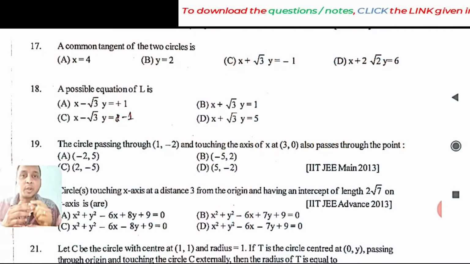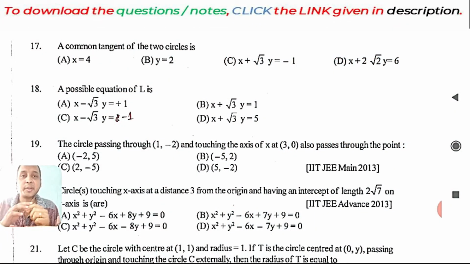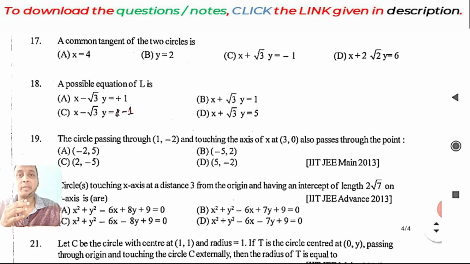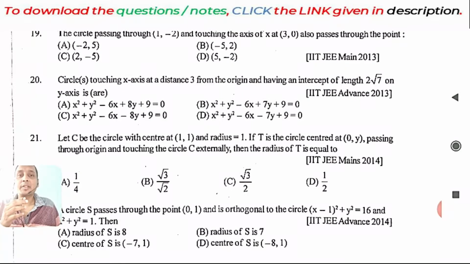Okay students, welcome you all to this new lecture on advanced level where we are solving previous year IIT questions on coordinate geometry, circles. So today we will be solving question number 17, 18, 19, 20, 21, 22. These 6 questions. Okay then, let's try to solve this question.